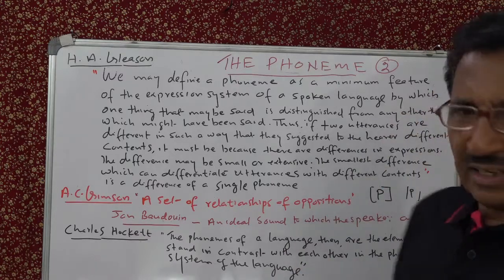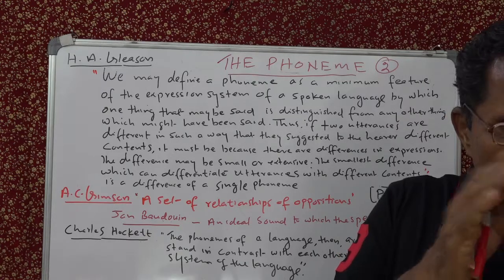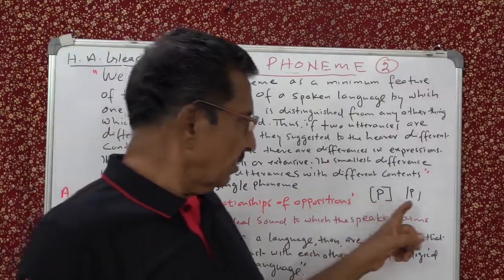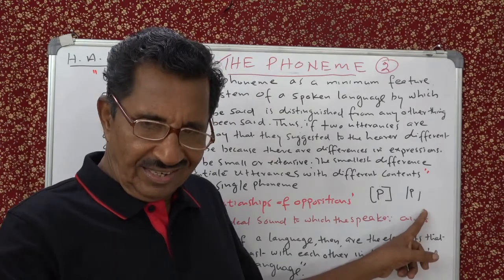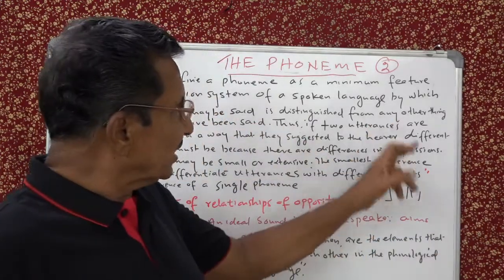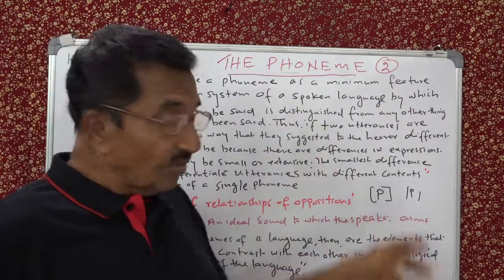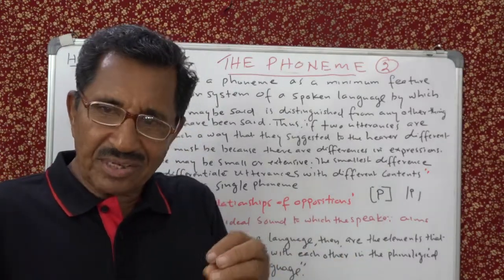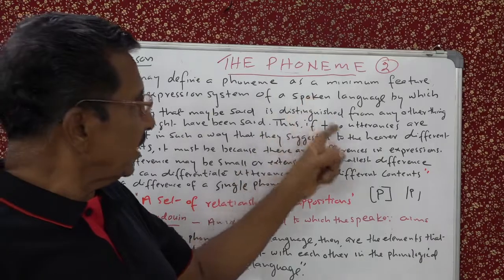A minimum feature means certain qualities put together. In this case, the qualities are oral, voiceless, bilabial, plosive. So that is what you call a feature. What is here? Spoken language. Minimum feature. You can find many other features of this sound, but let us forget that for the time being. So we may define a phoneme as a minimum feature.